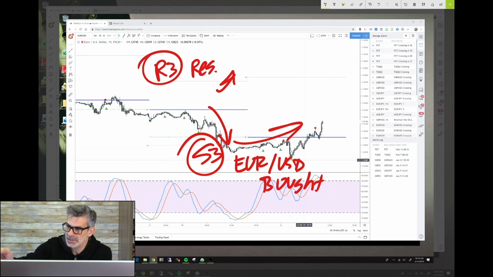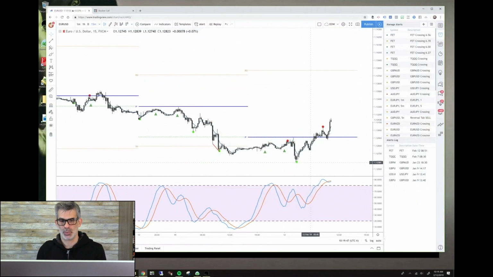And it makes me think. It makes me wonder. Doesn't it make you wonder, why can't we just trade this automatically? And we can. Today is the day when this robot goes live inside the robots course in the robots materials.